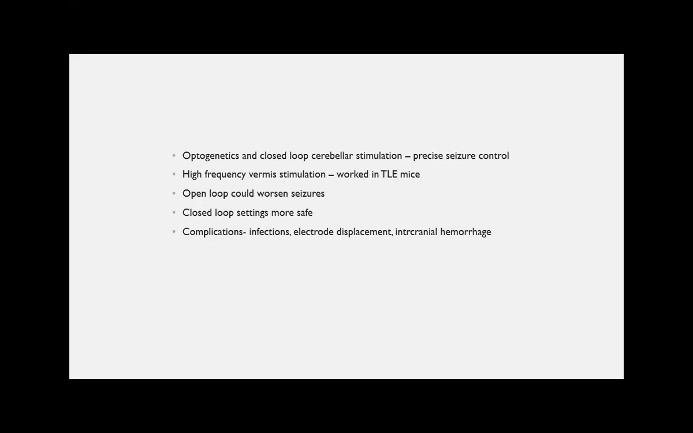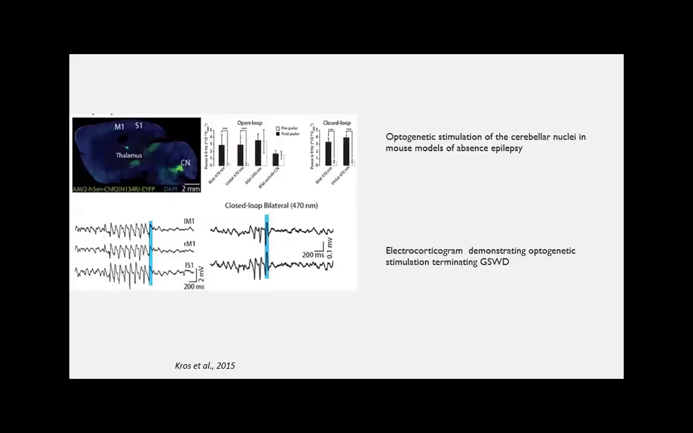The complications following these cerebellar stimulation experiments include infections, electrode displacements, and intracranial hemorrhage. Even though these animal and human models support the potential efficacy, more research is needed to identify the optimal candidates, ideal anatomical targets, as well as stimulation parameters by using well-powered randomized control trials.